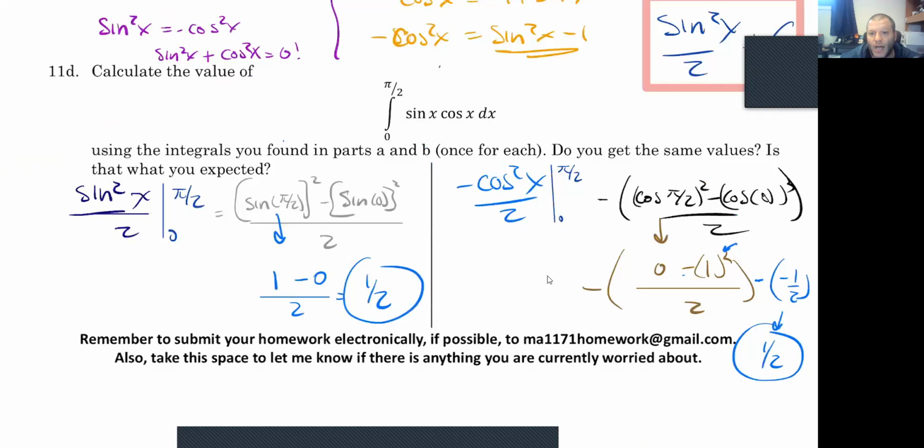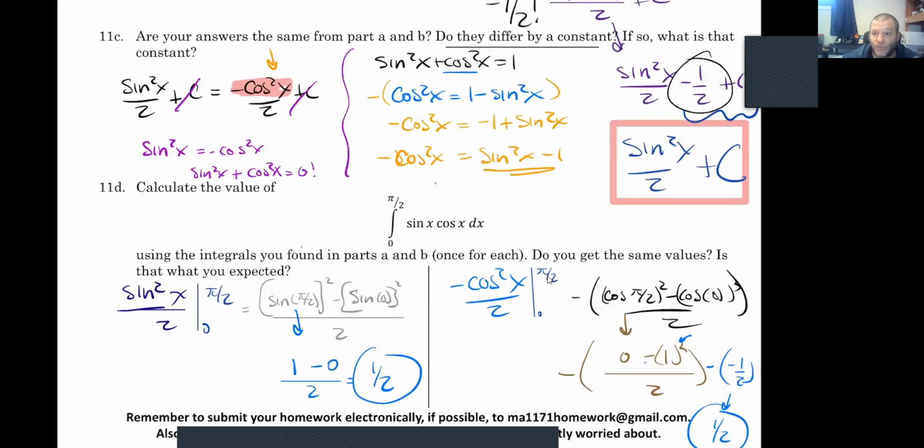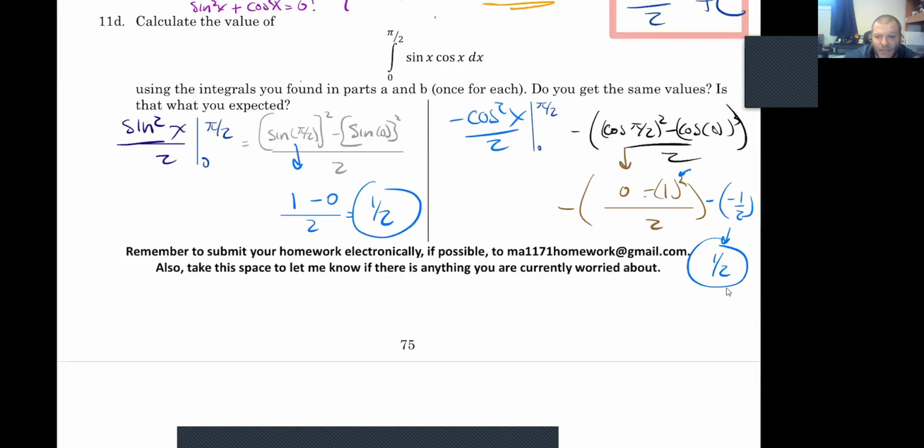Either way we get the same answer. And the reason, kind of similar to the logic from question 11c, if you watched that latter part of that video, is that this constant gets absorbed. When we drop off the constant in our definite integrals, we don't need it anymore, so it doesn't affect things at all. So we should end up getting the same exact value, regardless of how we take this antiderivative.